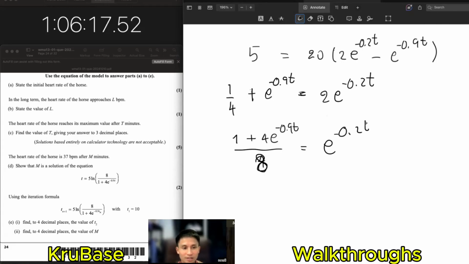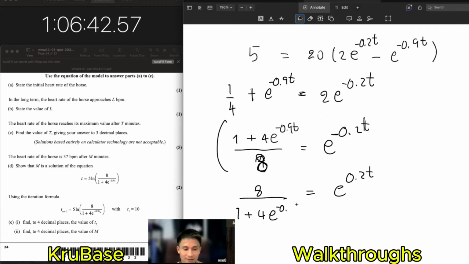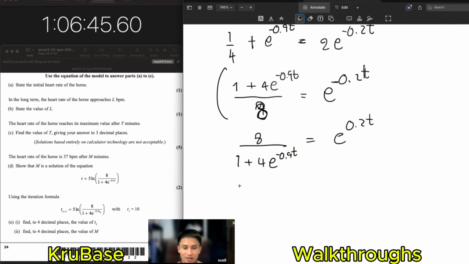Now, before I take ln, because this is a negative power, I can make it a positive power. Basically what I would have done here is power it by minus 1 on both sides, or flip everything upside down. So flip everything upside down, I'm going to get a positive here, and here would be 8 over 1 plus 4e to the minus 0.9t. And here I'm going to take ln now. So take ln on both sides. It's like moving e as the base. So log base e is ln. Same thing. I'm getting closer to it now.